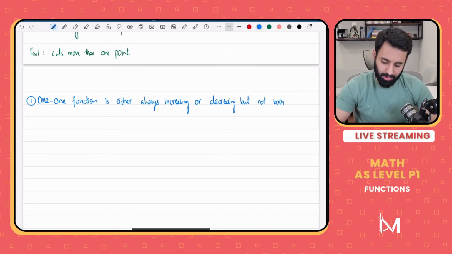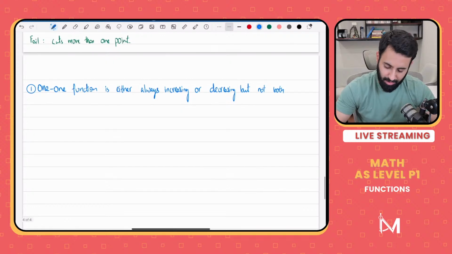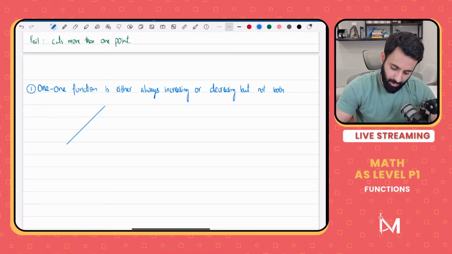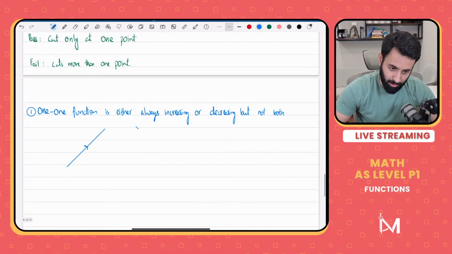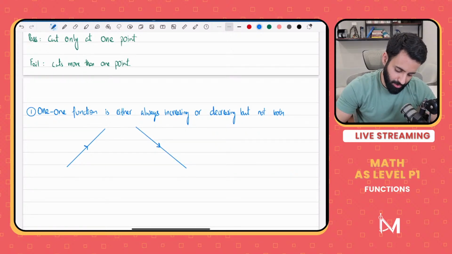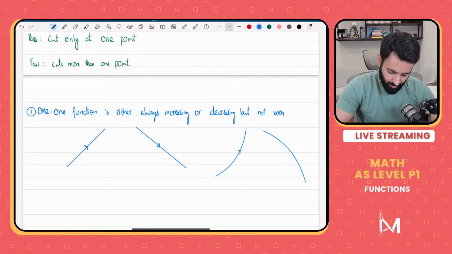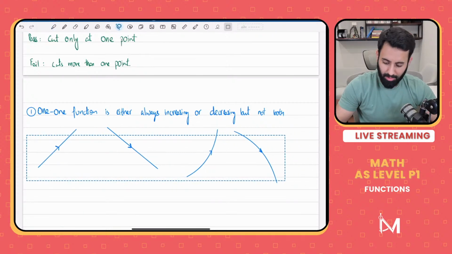Okay, a one-to-one function is either always increasing or always decreasing, but not both. That means it could be an upward sloping line, it could be a downward sloping line, it could be a curve like this, an exponential curve, which is going in this direction, or it could be something like this. So this is what a one-to-one function looks like.